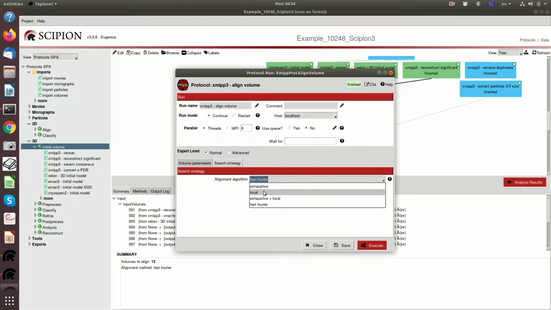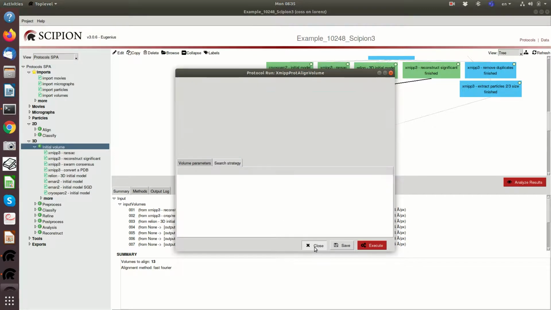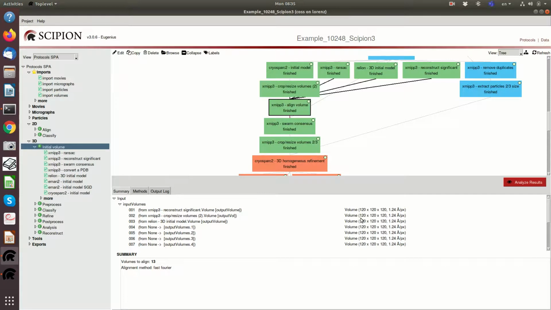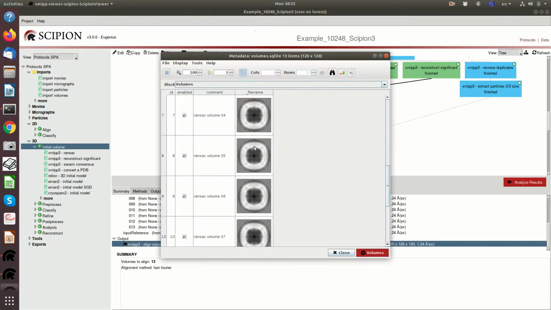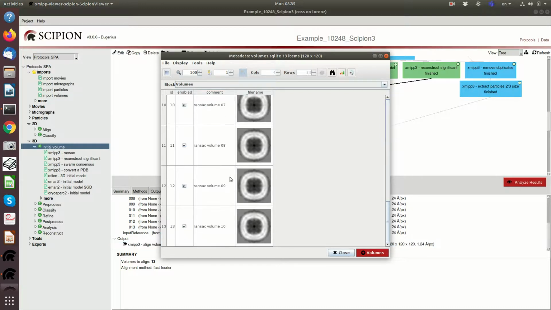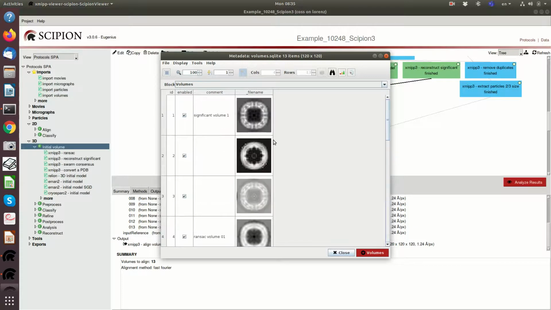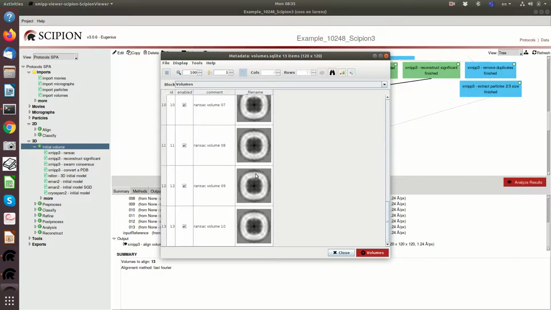Local is when you think that the two volumes or the set of volumes are relatively aligned and you just want to refine the alignment, and you also have the possibility of exhaustive followed by local. So we chose fast Fourier, and the output of this is a set of volumes that are more or less in the same orientation, and for some of them we have the label of where it is coming from. Some of them don't produce this label, so this is the one of CryoSPARC, this is the one of RELION, and these are the ones of RANSAC.